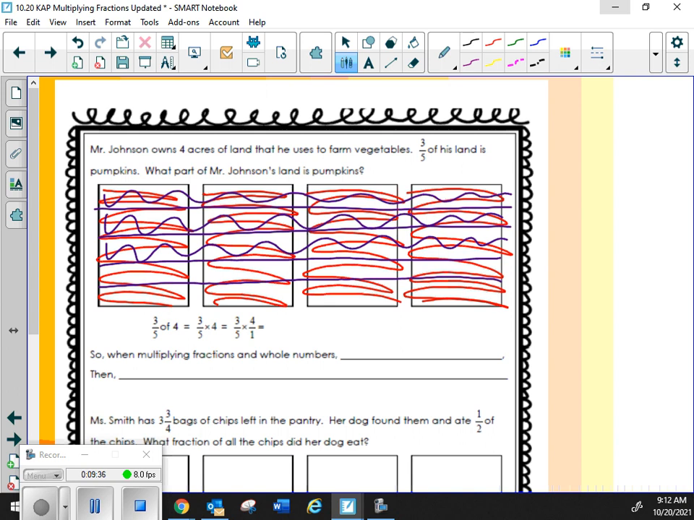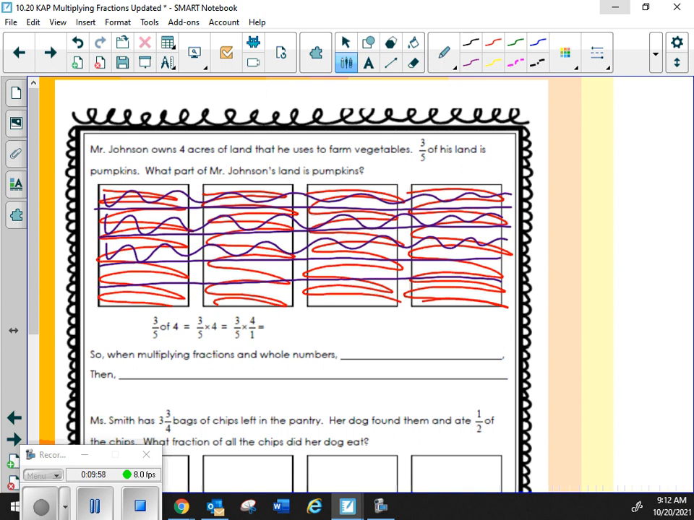Okay, again, this might not actually be how he separated it. He could have done them all in one, but visually this really helps us out. If I'm looking for what part of his land is pumpkins, I'm looking at all of it, okay? And just like with the decimal models, I'm looking for wherever it's double shaded, okay?